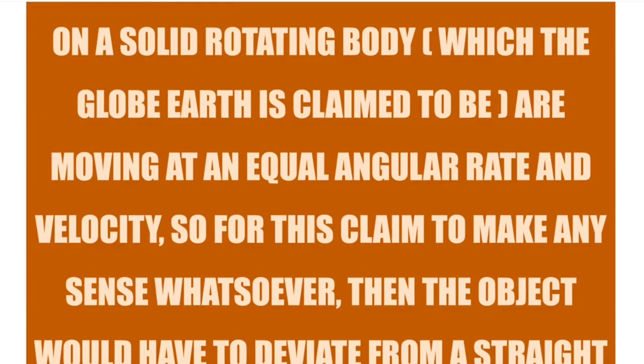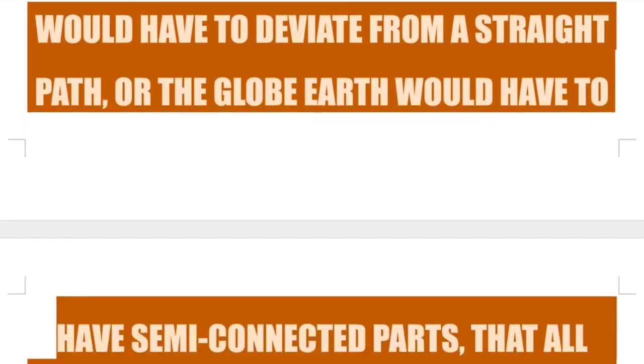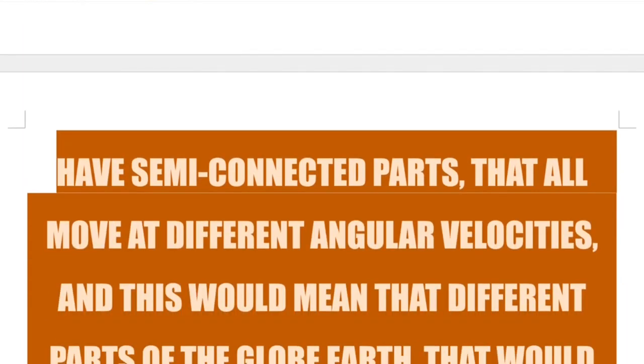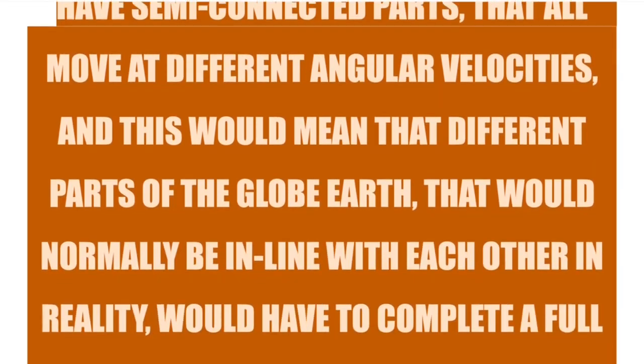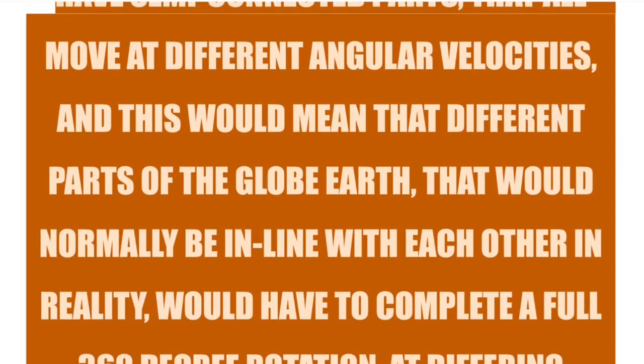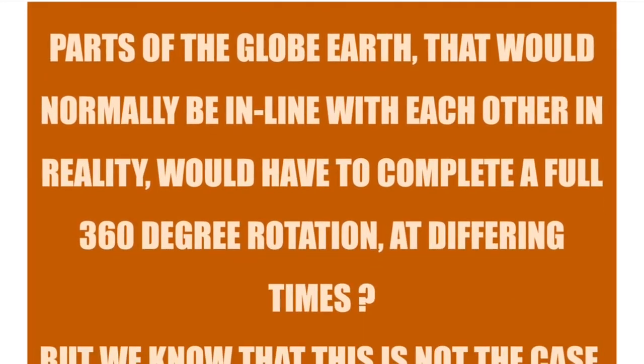So for this claim to make any sense whatsoever, the object would have to deviate from a straight path, or the globe Earth would have to have semi-connected parts that all move at different angular velocities. And this would mean that different parts of the globe Earth that would normally be in line with each other, in reality, would have to complete a full 360-degree rotation at differing times.